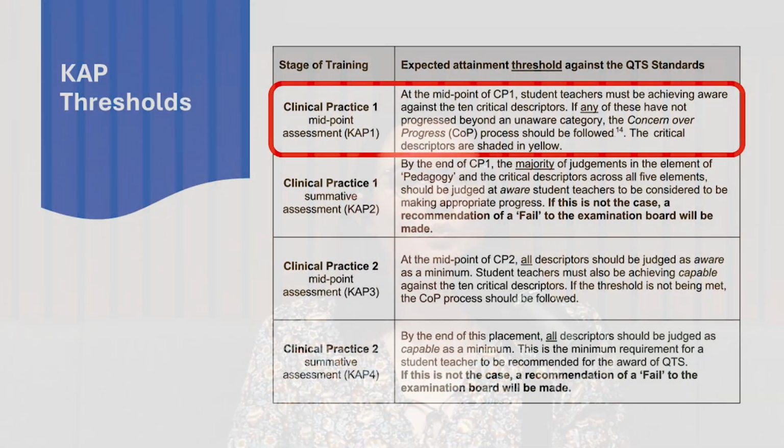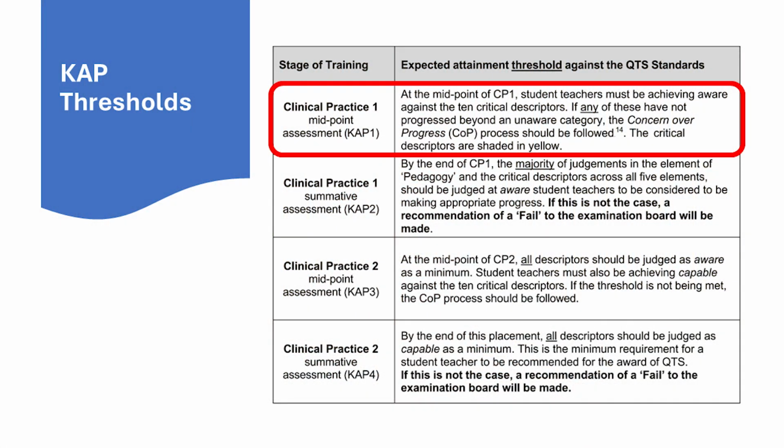So what is our threshold for this key assessment point? We are at the midpoint of clinical practice 1. So of the 4 progress reviews that we have, we've got one at the midpoint of clinical practice 1, which is KAP1, where we are today. Then you'll have one at the end of clinical practice 1, which is KAP2. And then we have exactly the same for clinical practice 2. So we've got one at the midpoint, which is KAP3, and one at the end point, which is KAP4.